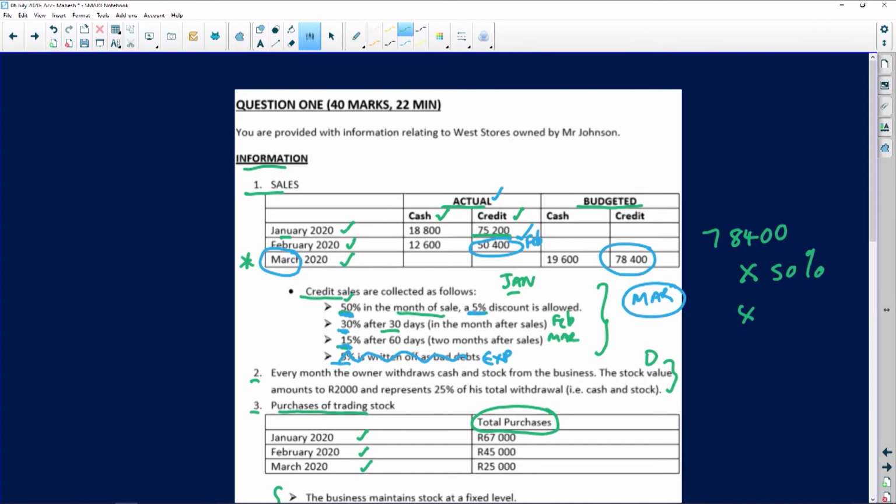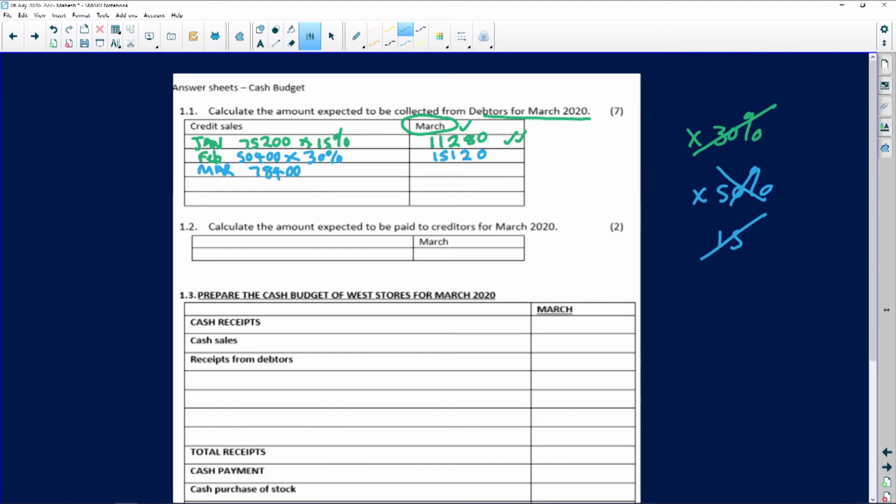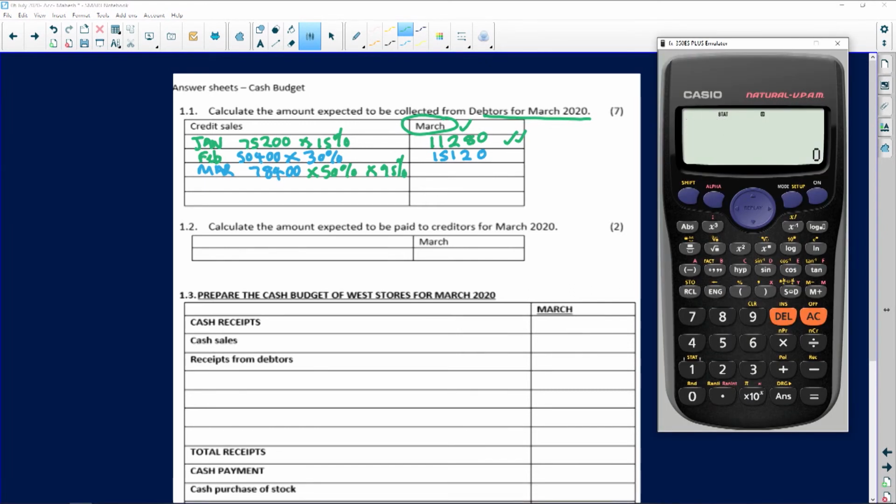So we are only going to receive 100 minus the 5%. In other words, only 95% of that amount. Okay, so guys, this is important. Just make sure that you multiply by 95%. So let's just put that calculation through. So times 50% times 95% because of that discount and the amount that we are expecting to receive.